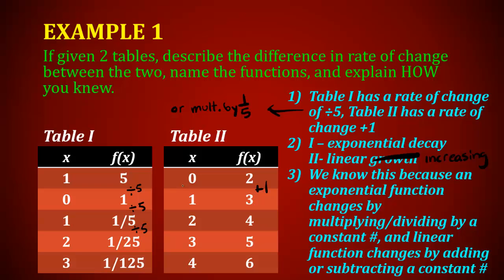So in this case, we knew it was an exponential function because we were dividing by a constant number, which in this case was 5. And a linear function changes by, we were adding, not subtracting for this one, a constant number, which was 1. So again, hopefully you have an idea as to what I'm looking for now.